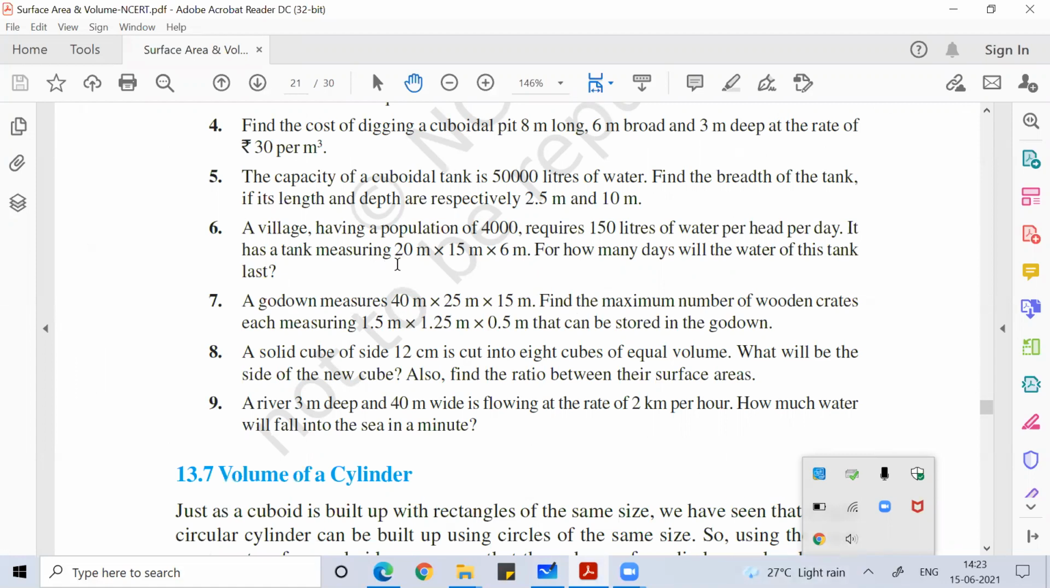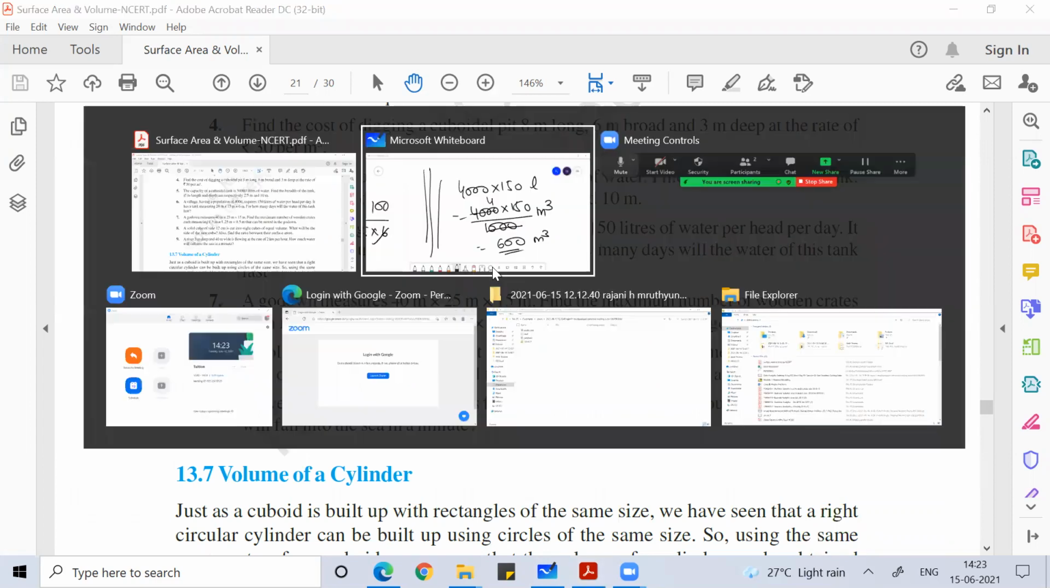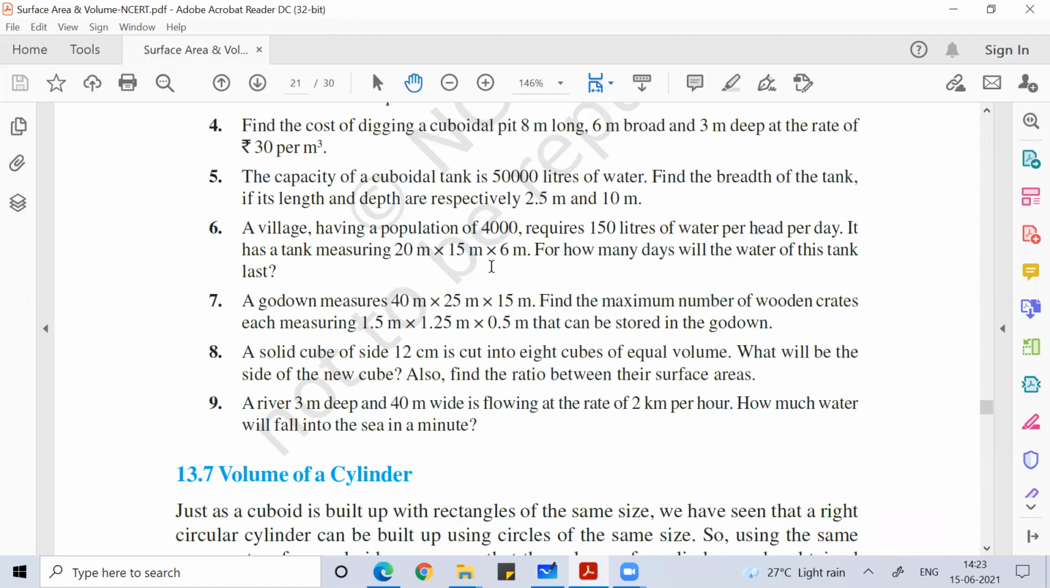The tank measures 20, so the length of the tank is 20, breadth is 15, height is 6. The population is 4,000, and the consumption of water per head per day is 150. So water consumed in one day will be 4,000 into 150 liters. If I divide by 1,000, I'll get it in meter cube. Yes, sir, I didn't do that.